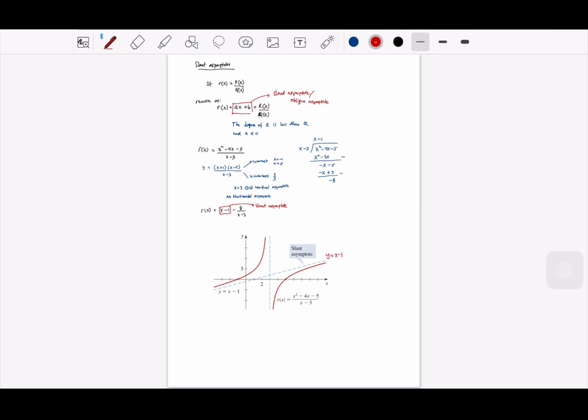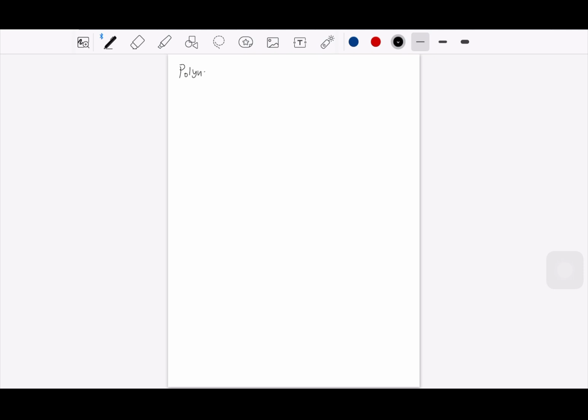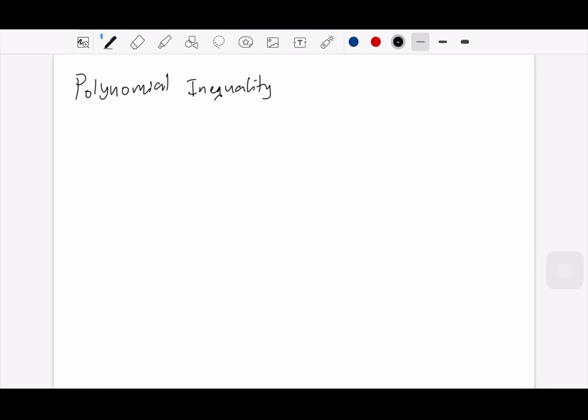Okay, so now we are going to move to the last section in chapter 3. This will be polynomial inequality. Okay. So I think I will just give you examples and we can just move on from those examples. Okay. So let me give you an example.